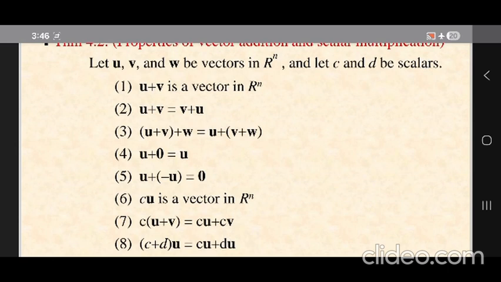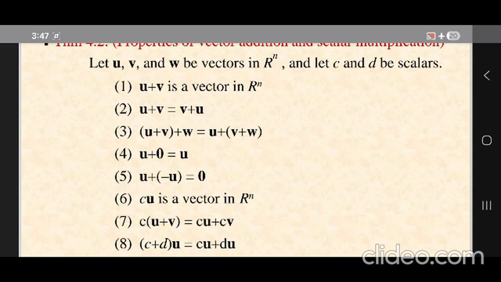Next, the properties of vector addition and scalar multiplication. Take three vectors in R power n: u, v and w, and let C be a scalar. The first property is that u plus v is a vector in R power n. Two vectors u and v in R power n, when added, give a vector that belongs to R power n. The next one is the commutative property, u plus v equals v plus u. The third one is the associative property, u plus v plus w equals u plus v plus w.